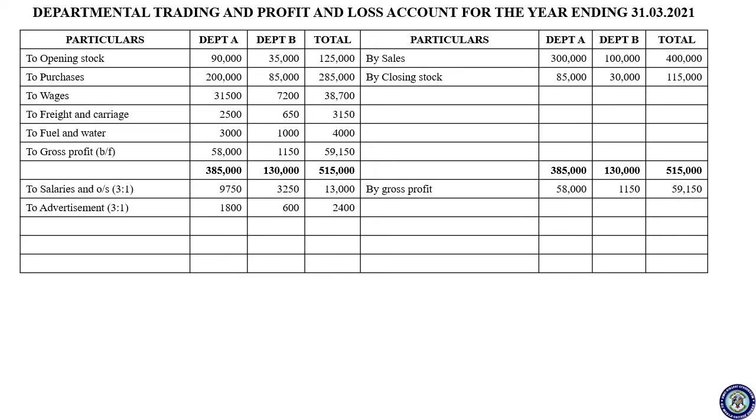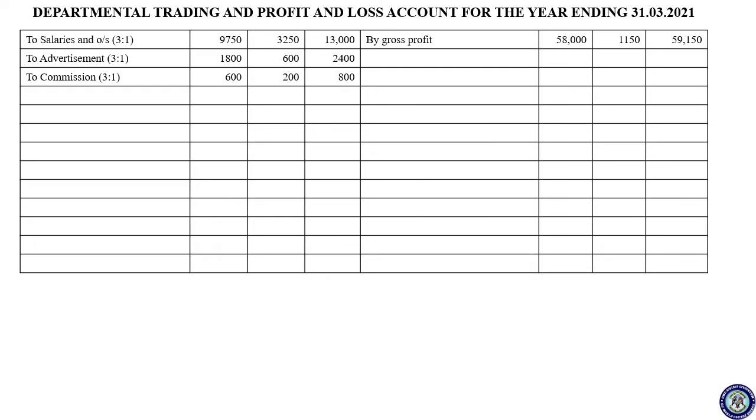So next one, advertisement. There is no outstanding or prepaid, so directly apportion the value. Next, commission. So write commission. No outstanding or prepaid, so directly you apportion the value.